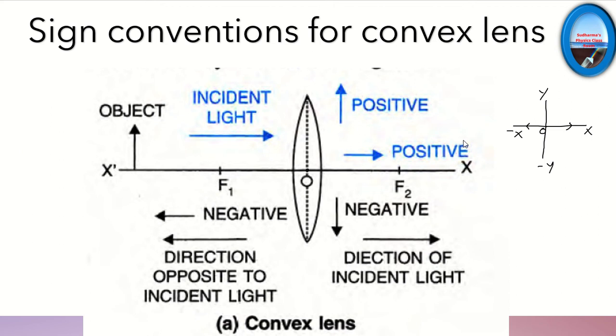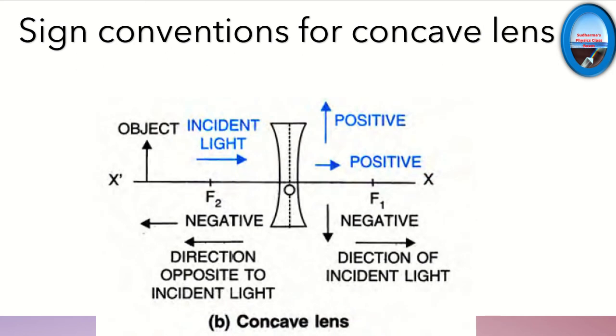A real image is formed on the right side of the lens. In the case of a mirror, it was on the left side. So slight differences will be there in the sign of the image distance when we apply the signs for real and virtual images, so you need to be very, very careful.